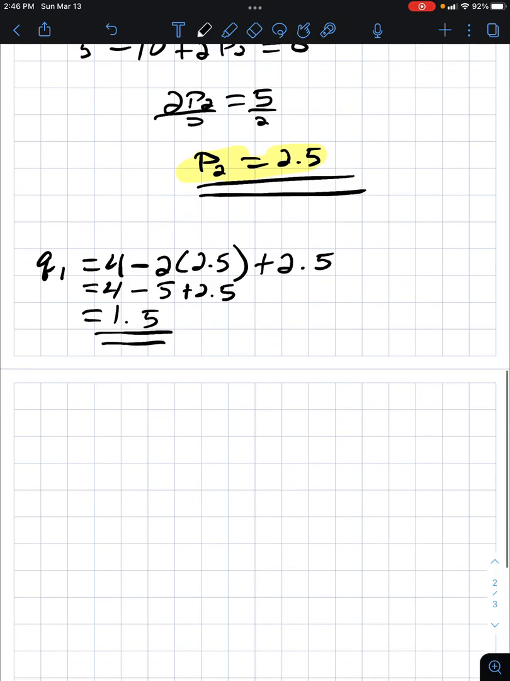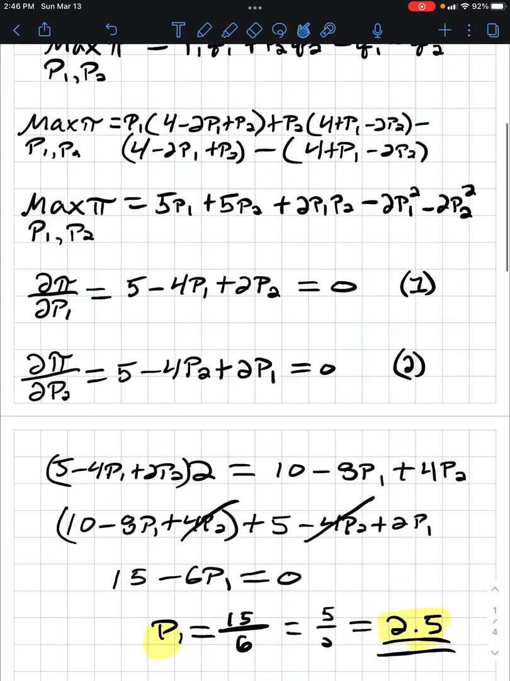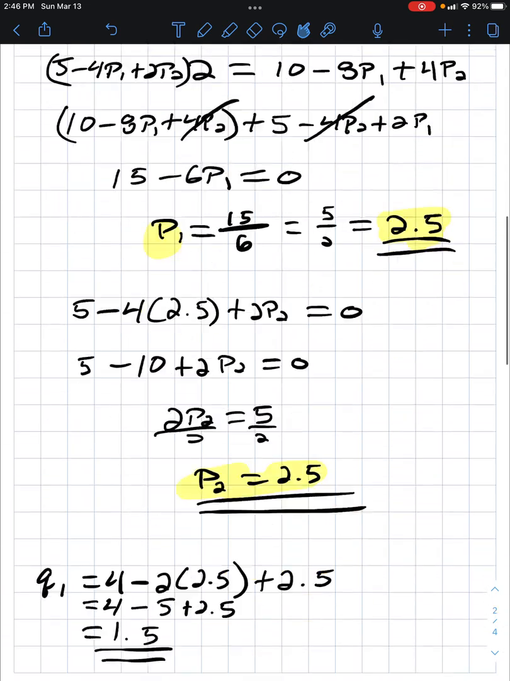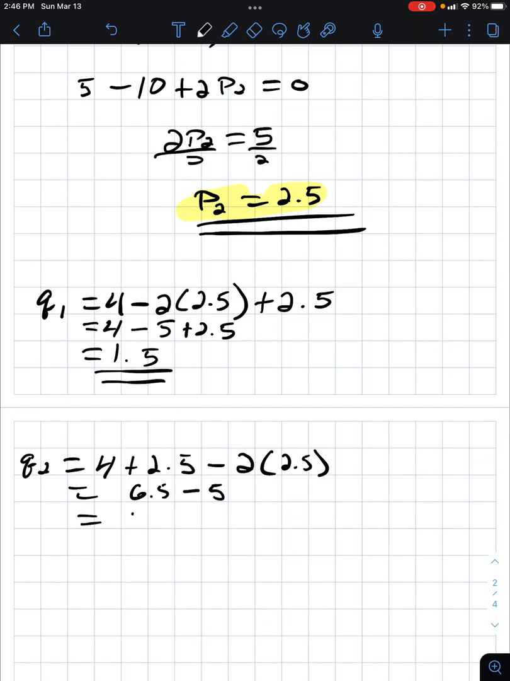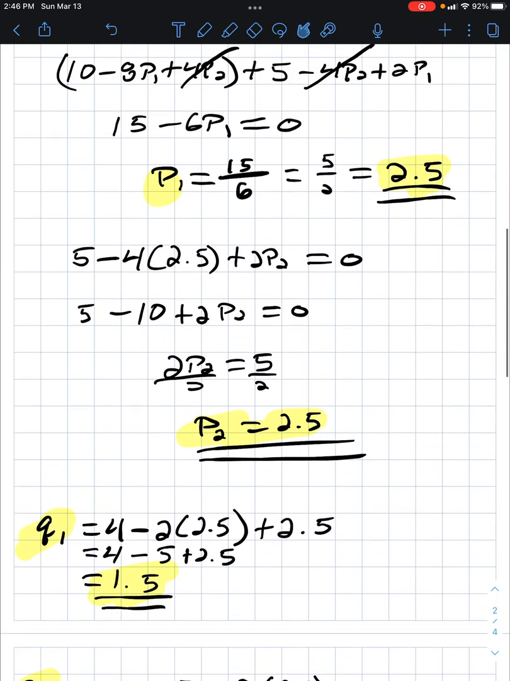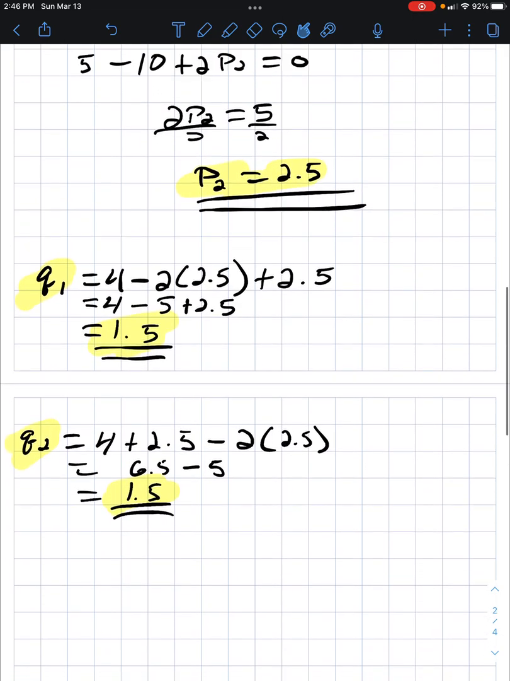Q1 is equal to 1.5, and same thing for Q2, which is 4 plus 2.5 minus 2 times 2.5. So this is equal to 6.5 minus 5, and Q2 is also equal to 1.5. So Q1 and Q2 are both 1.5, and P1 and P2 are both 2.5. Those are the monopolist's profit maximizing prices and quantities for this problem.